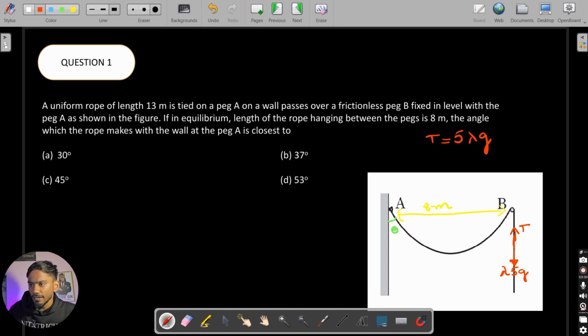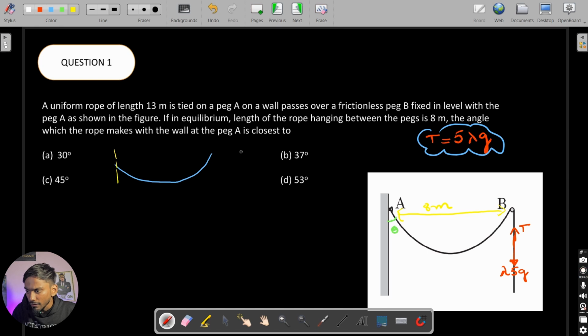We got the value of tension, that is 5 lambda g. Let's keep this value aside for some time, and now it's time to see this particular portion. This is the portion of the rope, right? Now if I take the vertical somewhere over here, these are the verticals we have, and this is the tension. This is tension T, this is also tension T, this is theta, so this also becomes theta if you observe carefully. So this is T cos theta, and this is also T cos theta.